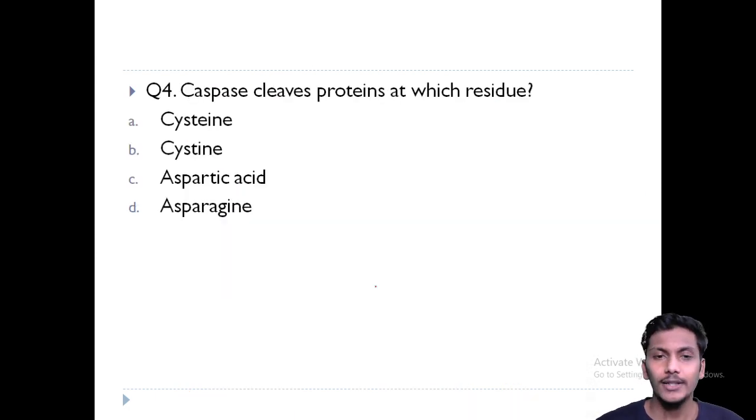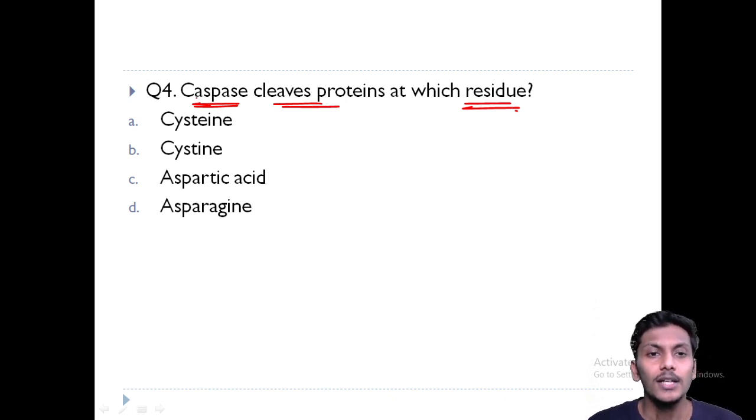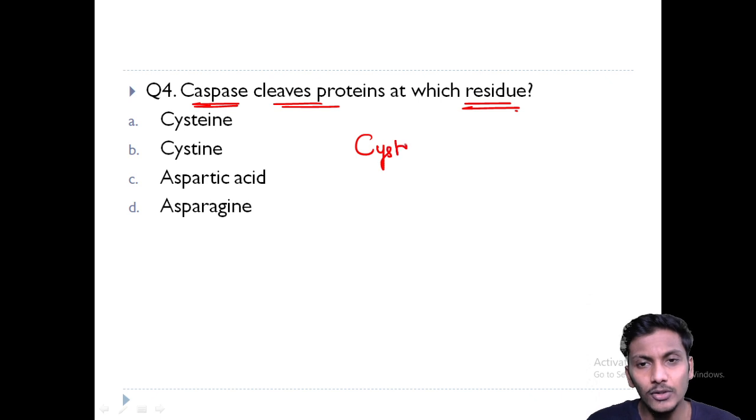Now moving on to your next question, question number 4, which is: caspase cleaves the proteins at which residue? It is asking where caspase breaks proteins, at which part of the residue. So please remember, by the name itself we can remember this. Caspases are your cysteine proteases.